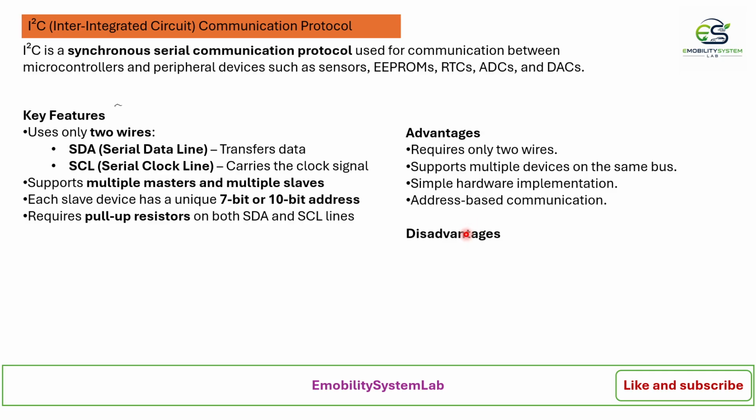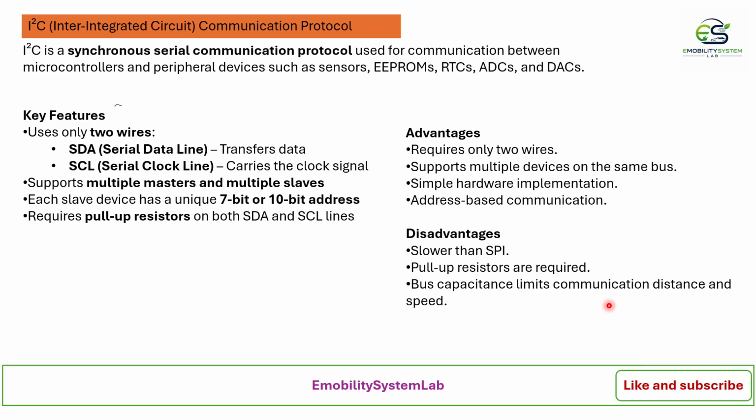And let's see the disadvantages of the I2C communication protocol. The first disadvantage is that I2C is slower than the SPI communication protocol. Sometimes we discuss which protocol is faster, I2C or SPI, and your answer would be that I2C is slower than SPI. Another thing is that you always require pull-up resistors. If you are not using pull-up resistors, then you will not be able to transfer data on the SDA line. So always remember that pull-up resistors are required in the I2C communication protocol.